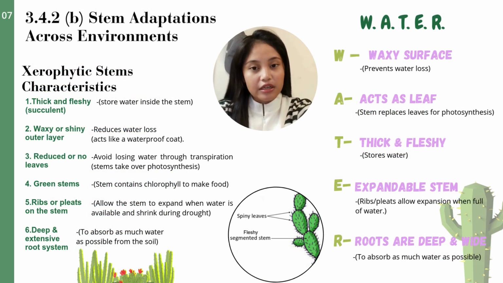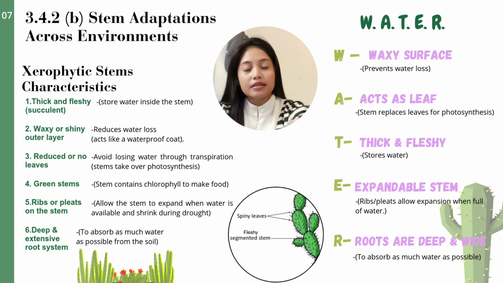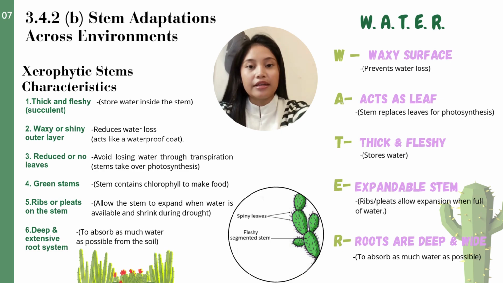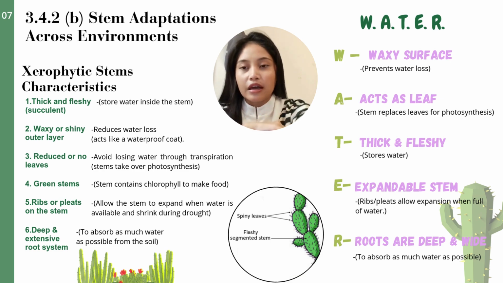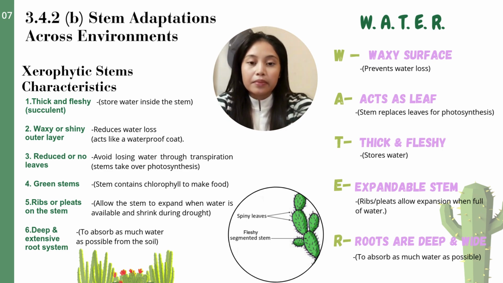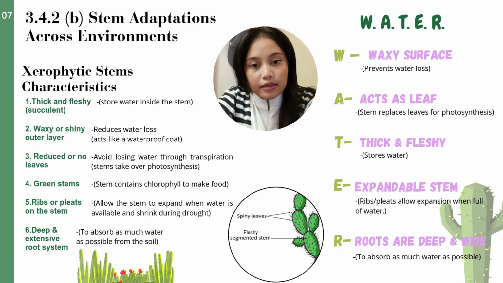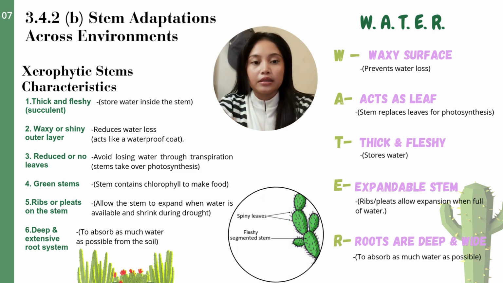Hi, I am Fia Vanisha. In this presentation, I would like to explain about the stem adaptations across the environments. So first, I'm going to talk about the xerophytic stem characteristics. As we know, xerophytes are plants that live in very dry areas like deserts and other hot areas. Their stems change shape and function to help the plants survive with very little water. So now let's get into the xerophytic stem characteristics.